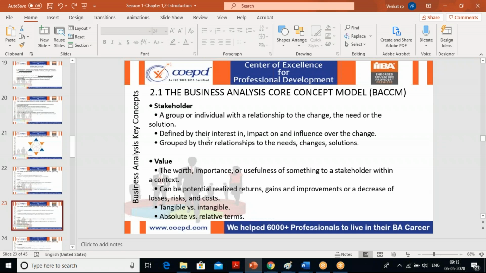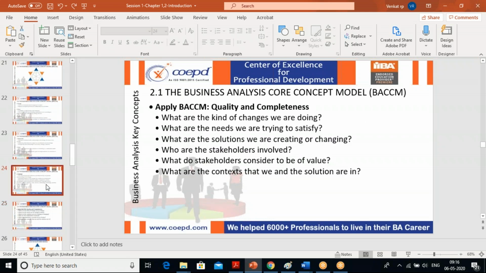So there are various ways of defining these values. Not always will you get a tangible and absolute value. Sometimes you may get intangible values, and sometimes you may get relative values.